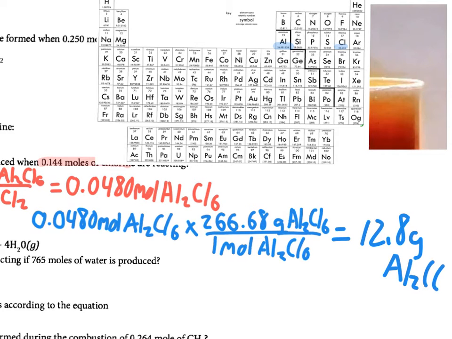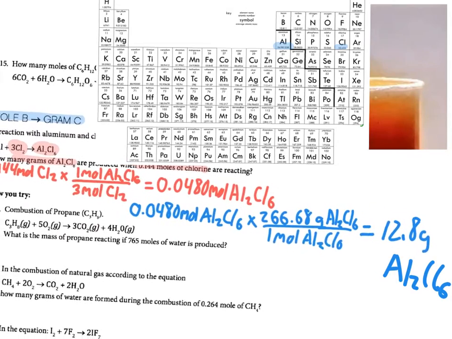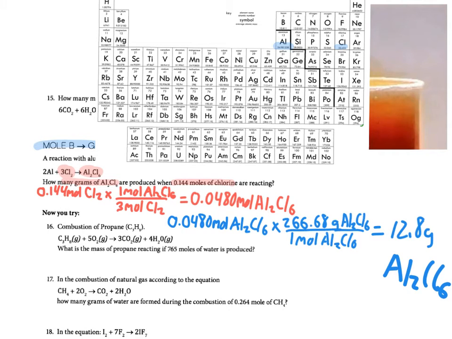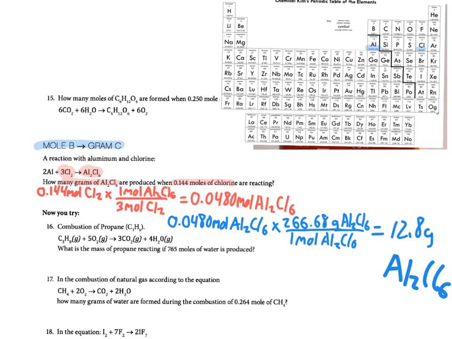And that's my answer. So just to quickly review what was done with this problem, my first task was to figure out the mole quantity using my bridge step. So I took 0.144 moles of chlorine, multiplied it by the coefficient ratio of Al2Cl6 to chlorine, and that provided me with the mole quantity of Al2Cl6. And then my next task, which I did in blue, I take that mole quantity and use the molar mass to find the gram quantity of Al2Cl6. And that's how I tackle that given mole, find gram relationship for this problem.